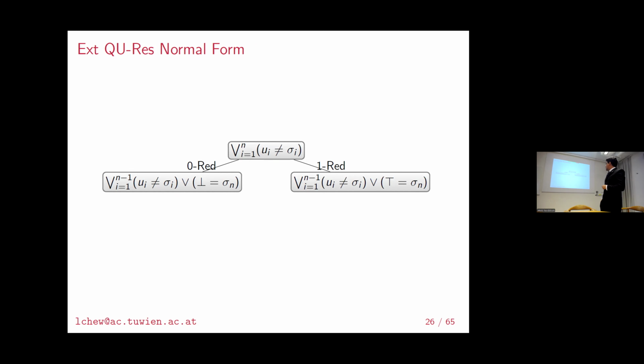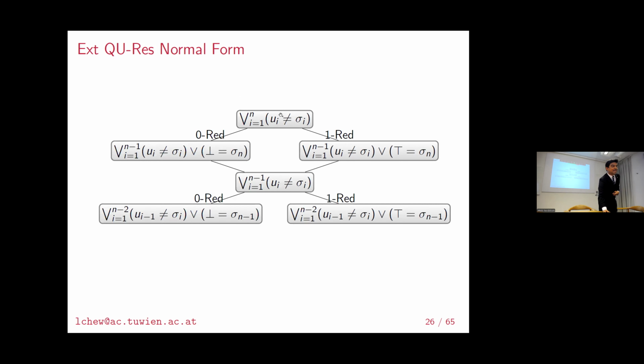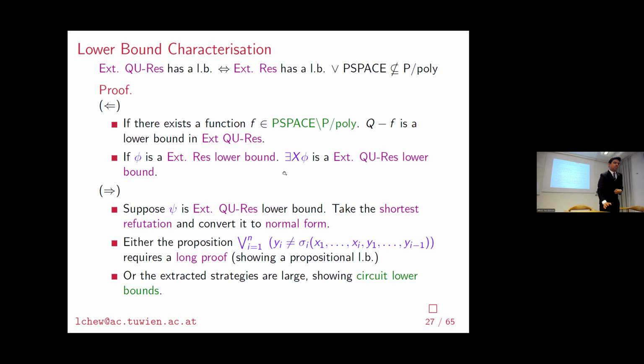When you do that, you actually get these two different disjuncts on this side, which effectively you can resolve together. And at that point, you've removed one of these disjuncts, and you can just repeat this until you reach the empty disjunction, which gives you the empty clause. And this gives us our nice lower bound characterization.